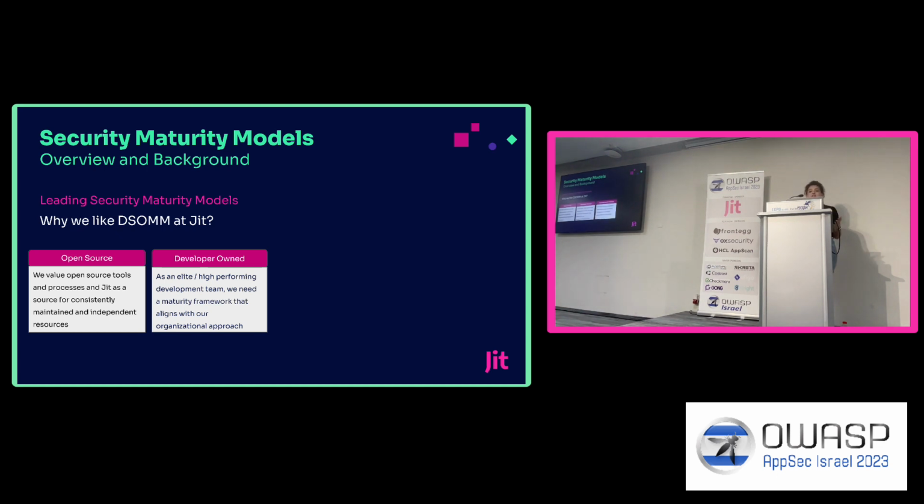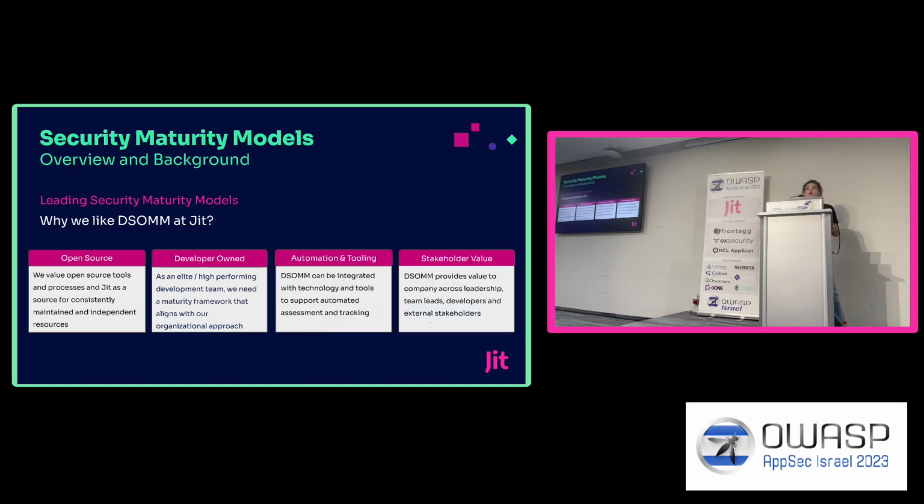The next one is automation and tooling. There is integration from within DSOMM into different open source tools that you can utilize, and this is super helpful for us. This helps us identify areas that we need and want to automate and see it more clearly across our lifecycle. The last one here is stakeholder value, right? DSOMM brings value to our developers, it brings value to our team leads, it brings value to our leadership. Again, all across the board, and this leads back to the translation to leadership.